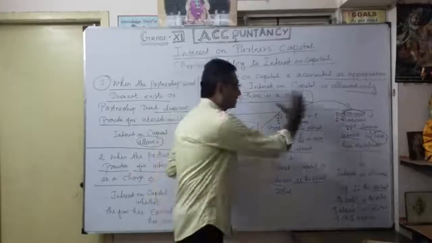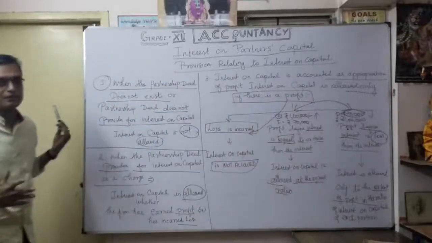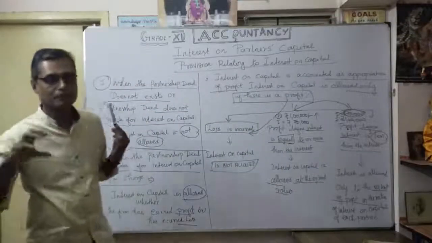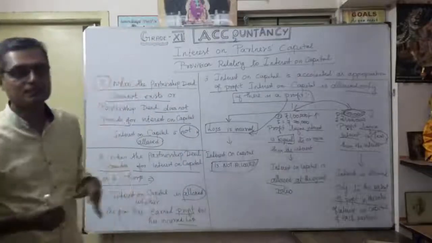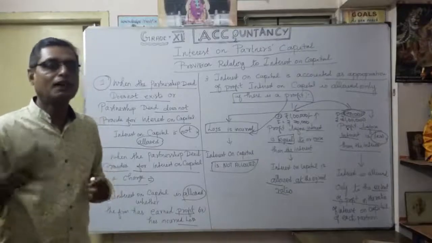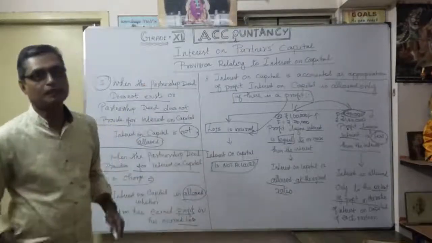So you make the equation for the discussion to work out the interest for the respective partners. Now, as we discussed, we are going to see once again how to make the journal entry for interest on capital.